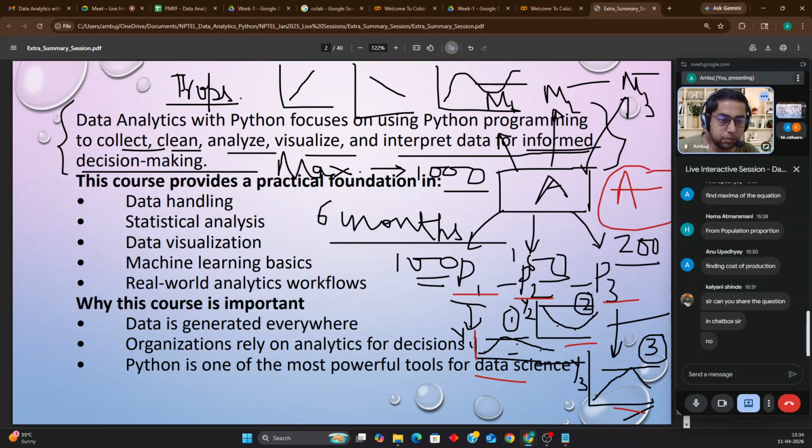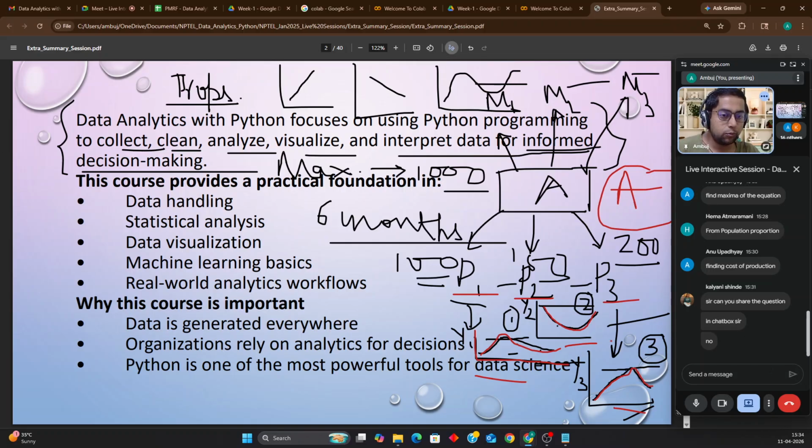For product P1, the sales data is like this. It is going in an upward direction. Then it is somewhat like this. The sales data of product P2 for the last 6 months is like this. The sales data of product P3 is like this.